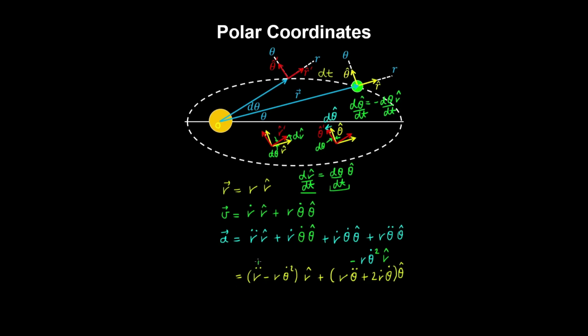And now we can write Newton's second law in the radial direction. So force is mass times acceleration. And in the theta direction, we have a similar expression, where m is the mass of the particle.